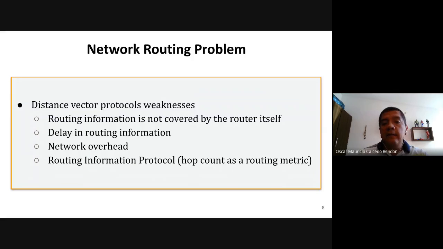The main weaknesses of solutions based on distance vector protocols is that the routing information is not discovered by the router itself. We need to distribute the routing information, so we can work with non-updated information. There is delay in the delivery of the routing information. As we need to distribute the information, we can cause network overhead. The most important example of distance vector protocols is the Routing Information Protocol, which has as metric the hop count.